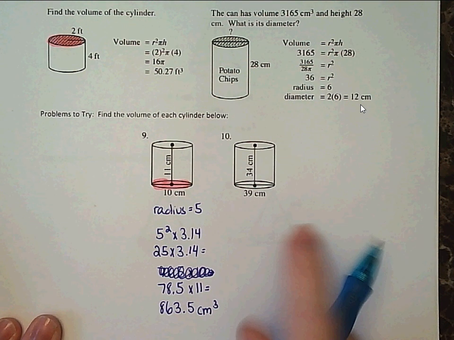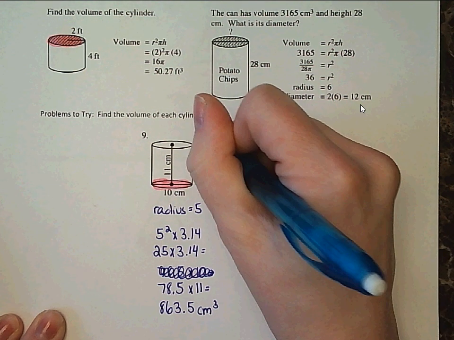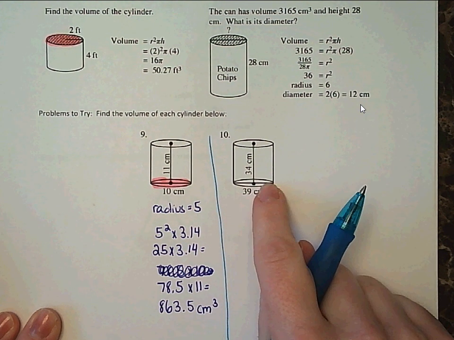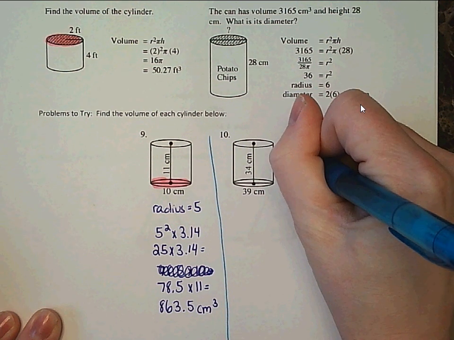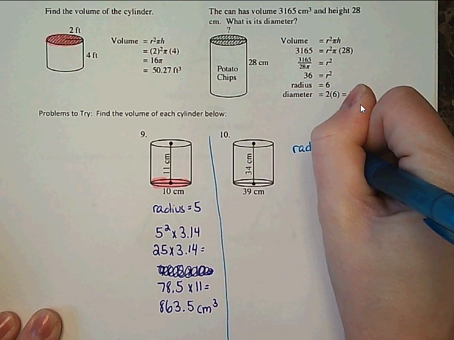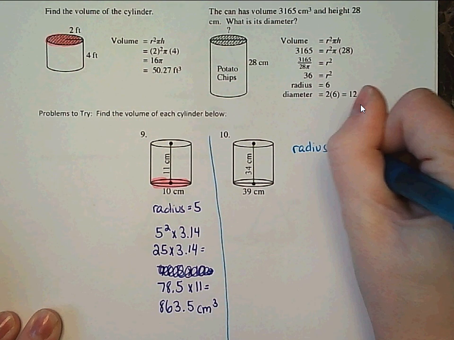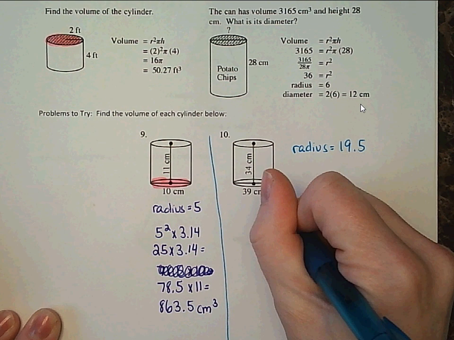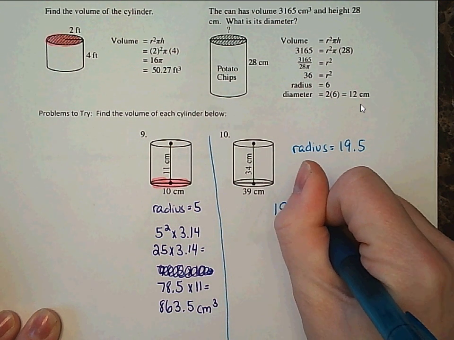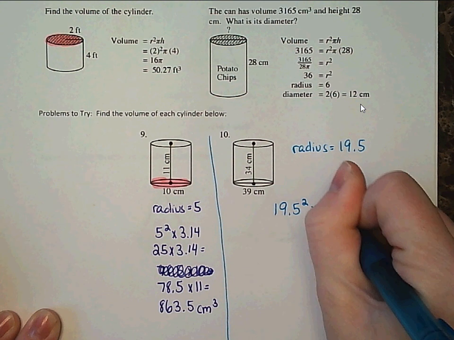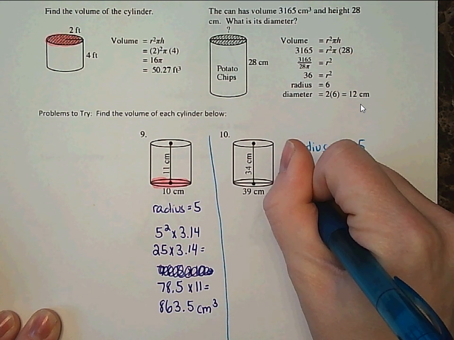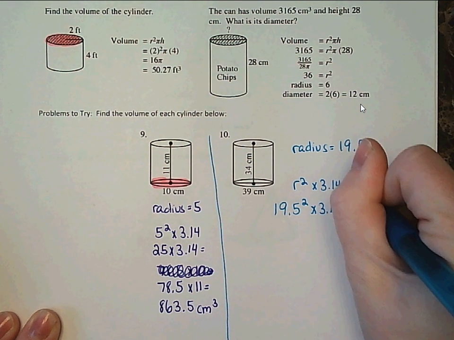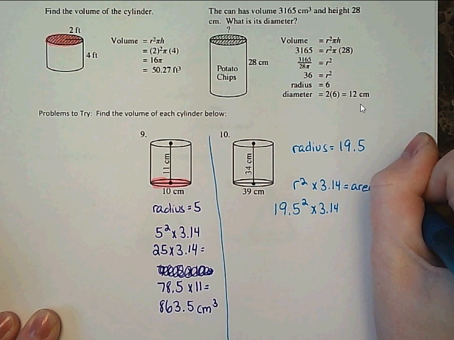Now if we want to take a look at this next one over here, I'll draw actually a line down the middle so we don't get confused with our numbers. So if you take a look here, our diameter is 39, which would mean our radius, if we divided it by 2, would be 19.5. So we want to find the area of the circle first. So we could do 19.5 squared times 3.14, because remember, it's radius squared times pi to find the area of the circle. In that case, that's the base.